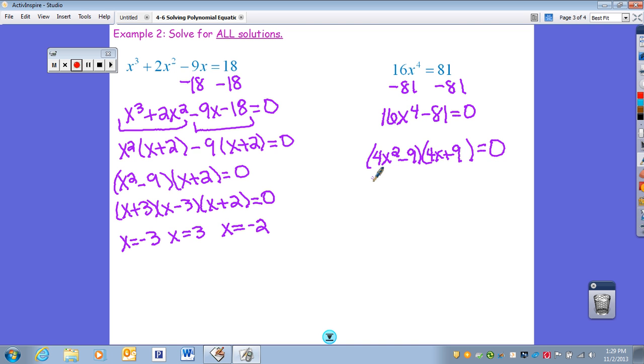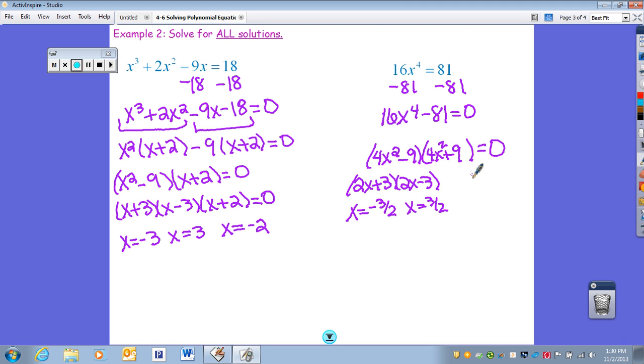So we can still factor the 4x squared minus 9 into 2x plus 3 and 2x minus 3. So we can set those equal to 0, and then x is going to equal negative 3 over 2, and x is going to equal positive 3 over 2. Now with our 4x squared plus 9, we can solve this in a variety of ways. We can't factor it any longer.